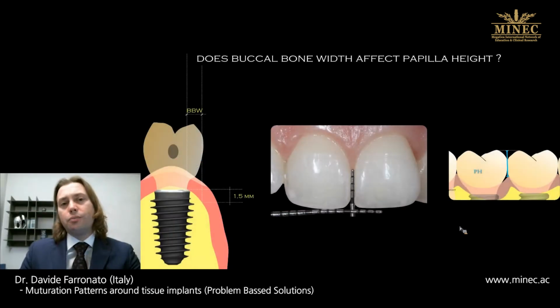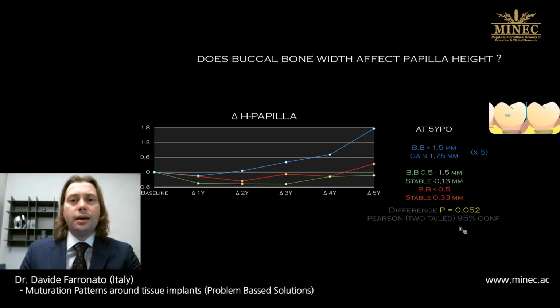And what about the interproximal papillas next to the implant? We found out that those papillas are influenced by the buccal bone width. If the buccal bone width is 1.5 millimeter, you have 5 times the extension of the papilla compared to when you don't have enough buccal bone, so less than 0.5 millimeter.